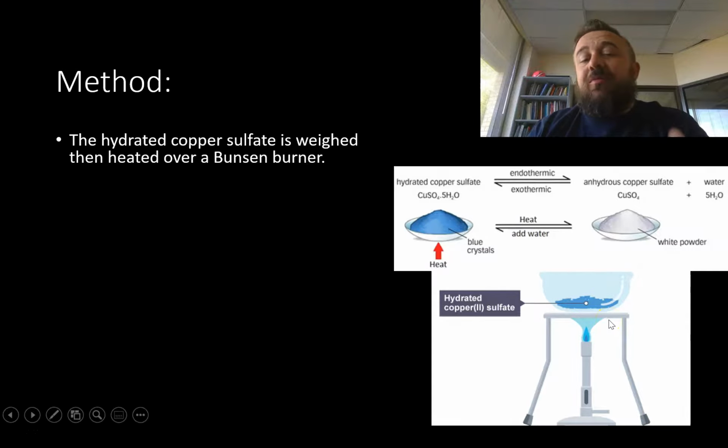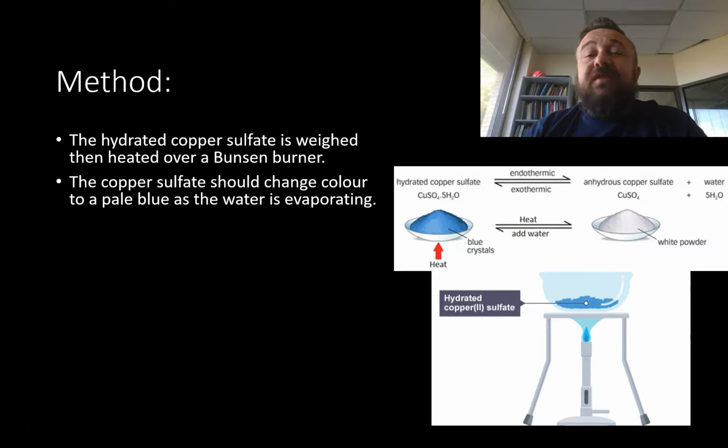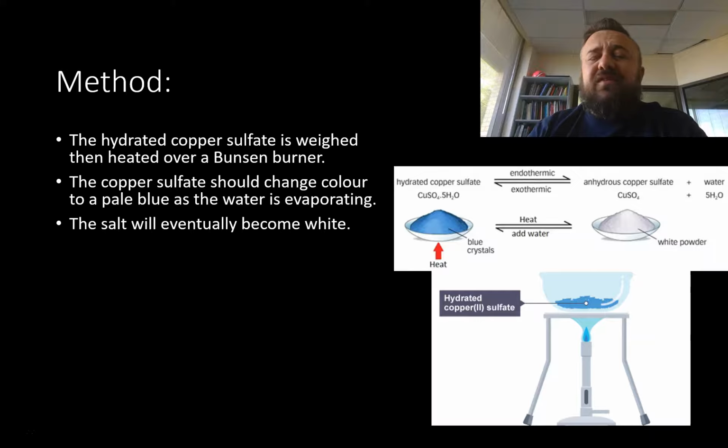So the hydrated copper sulfate in this case is weighed, and that's important if we want to work out how much of it is water. And often you'll have to do this with empirical formulas and stuff like that. So we weigh it first, and then we heat it over a Bunsen burner. The copper sulfate should change color. It should go from that beautiful blue to a pale blue as the water starts evaporating, and that salt will eventually become a white color.